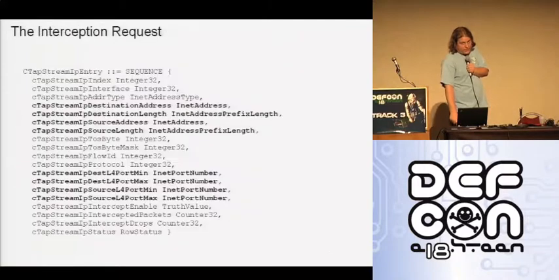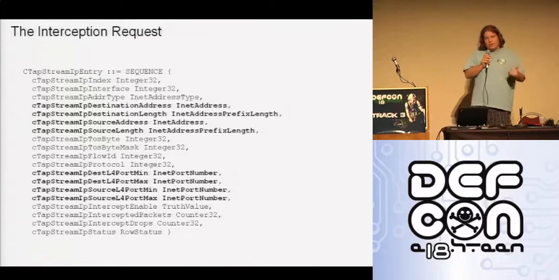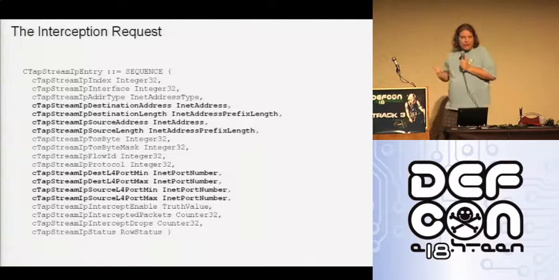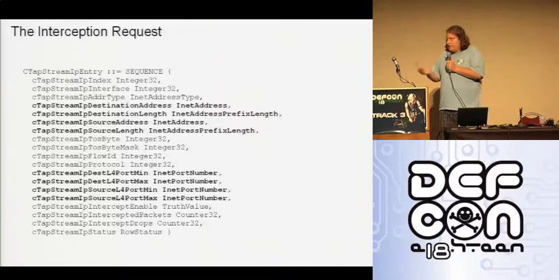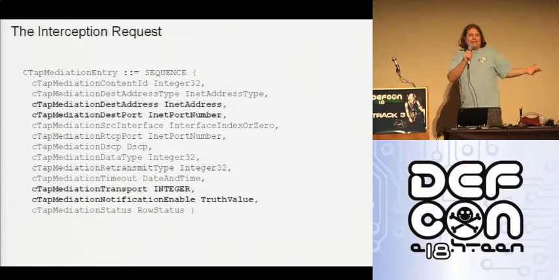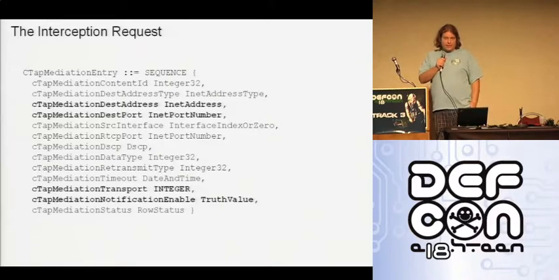The interception request is an SNMP v3 request. It's a single UDP packet that goes from the mediation device to the router. It tells the router everything that the router needs to know about the wiretap. What IP source and destination addresses you want to collect, what source and destination port numbers you want to collect, and where to send the content. Where does the output go? And also what transport to send it over. And I'll talk more about that in a minute.